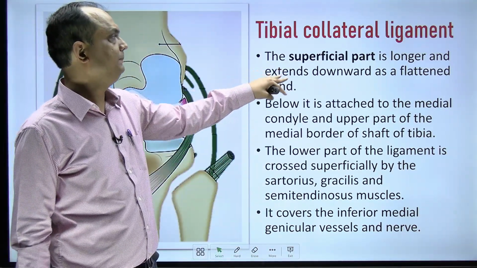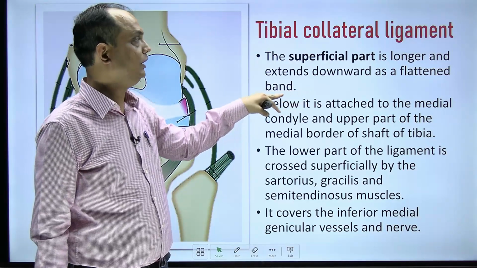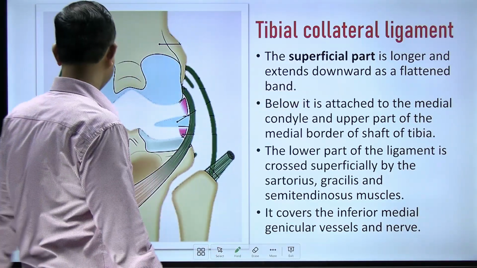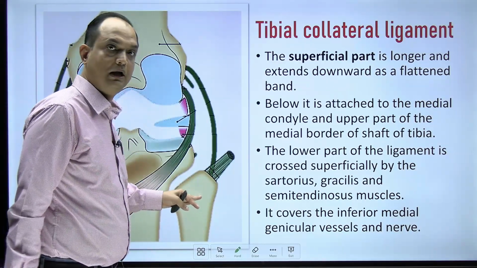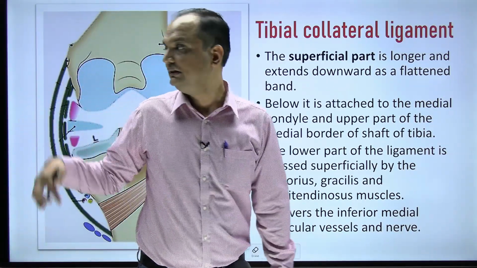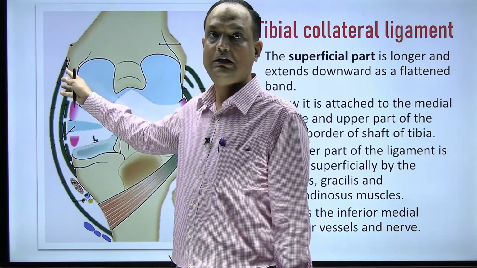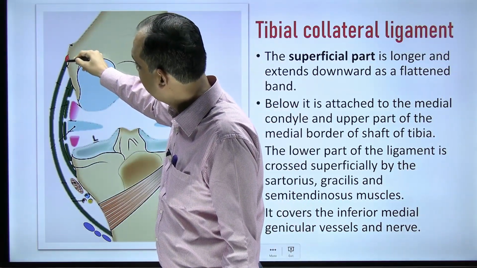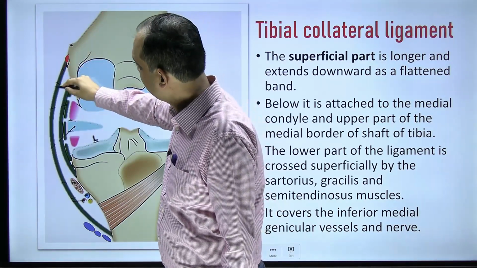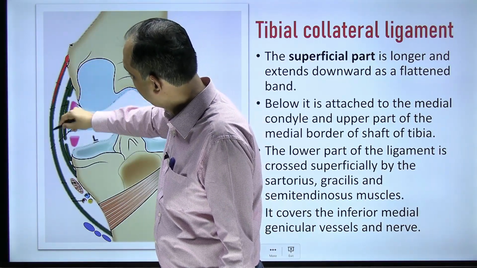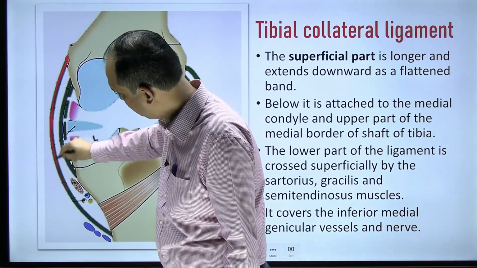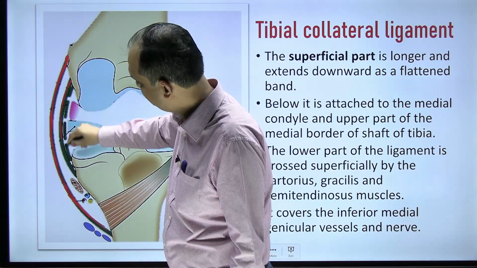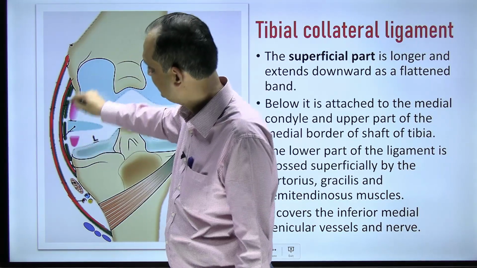Now the superficial part is longer and it extends downward as a flat band. So now when you see this image, here you can see that this is the fibula, here is the tibia. So on that side you will have this medial collateral ligament. Now this medial collateral ligament is starting from this medial epicondyle. Now this is our superficial part and you can see that this superficial part is longer and this is the deep part, which as compared to that is shorter in size.